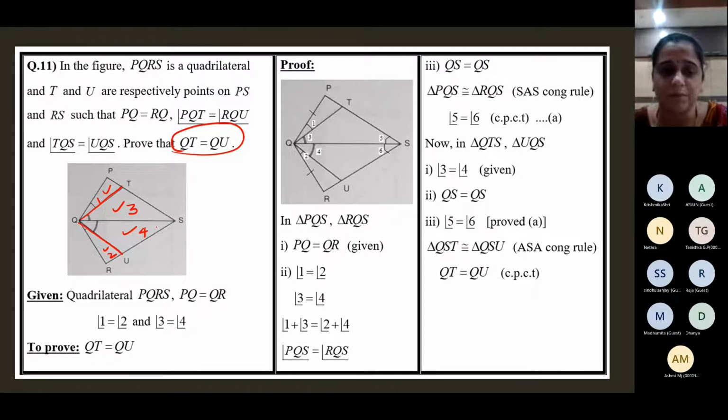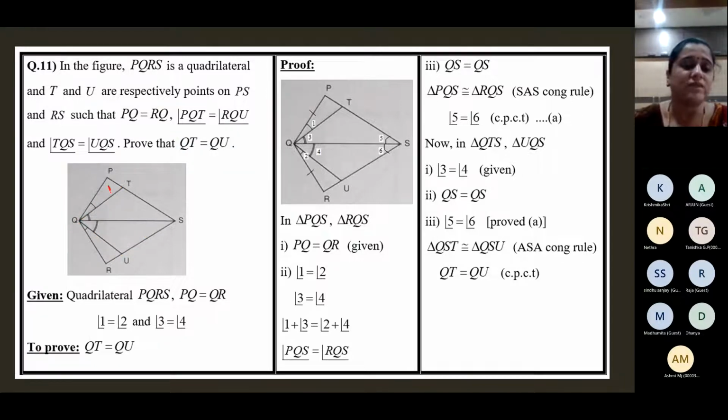But when you start with one of these pairs of triangles, when you start with triangle 1 and triangle 2, or when you start with triangle 3 and triangle 4, you will see that we don't have sufficient information to prove that the triangles are congruent.